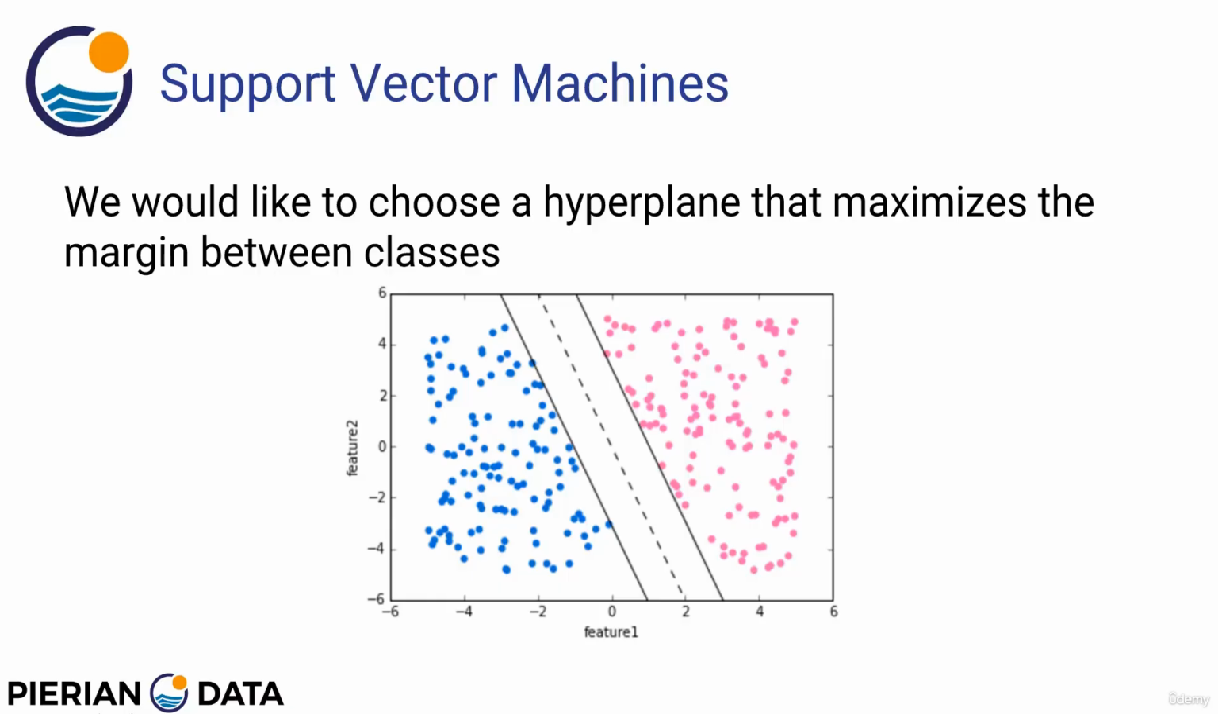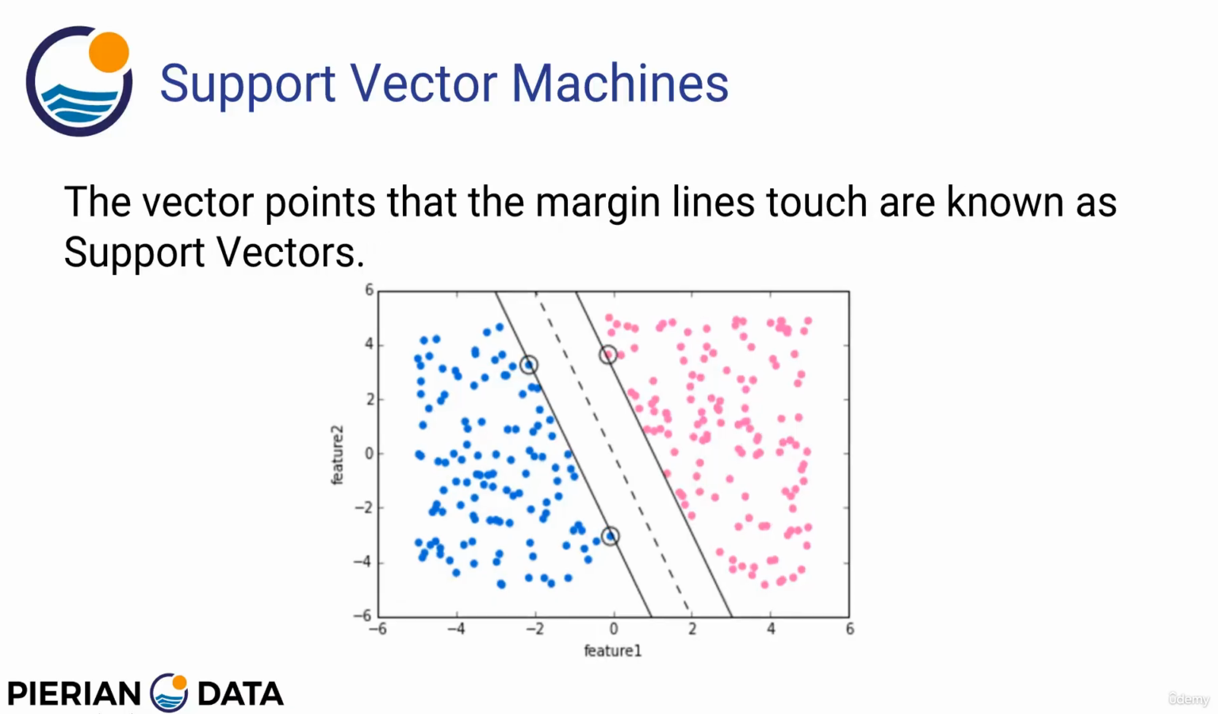So you'll see a diagram typically that looks like this, where you have a separating hyperplane, here denoted as the dotted line, and then a margin that extends out from that hyperplane. The vector points that the margin lines touch are known as support vectors, and that's where the name support vector machines comes from. Here we can see the encircled points that are the support vectors. Those are the training points that actually touch those margin lines.